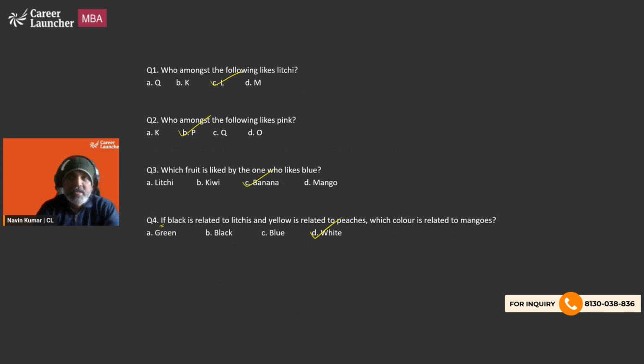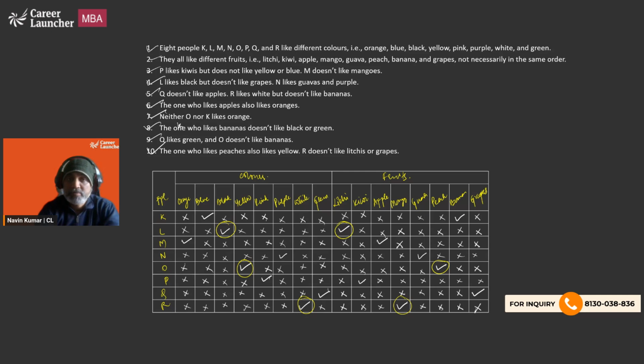So basically, it was a moderate level set, easy to understand, easy to fill the matrix, but moderate level because it was time consuming. Eight people, they are not easy to take care of. And you can see that there were eight additional statements, where the first two statements were from the stem of the set. Okay.